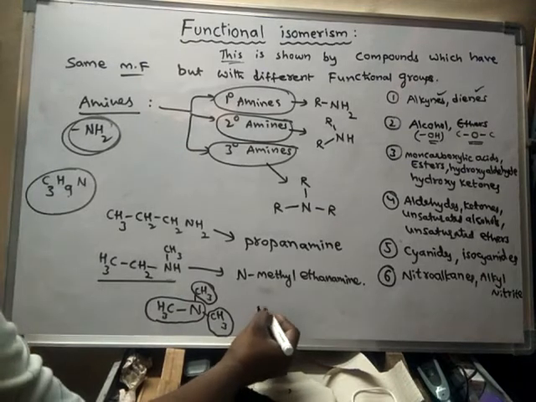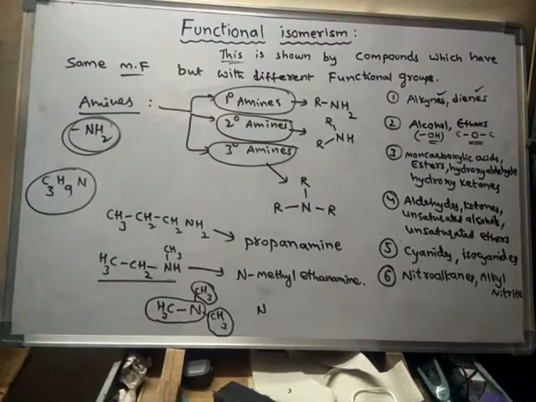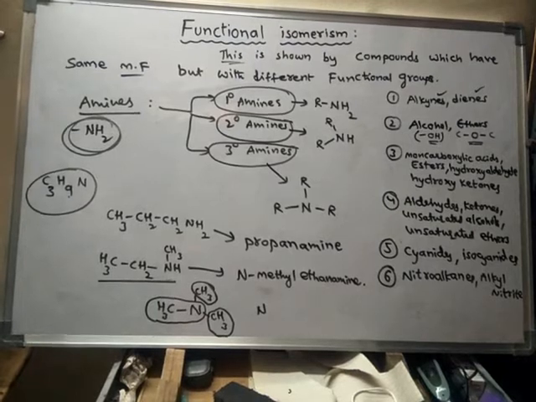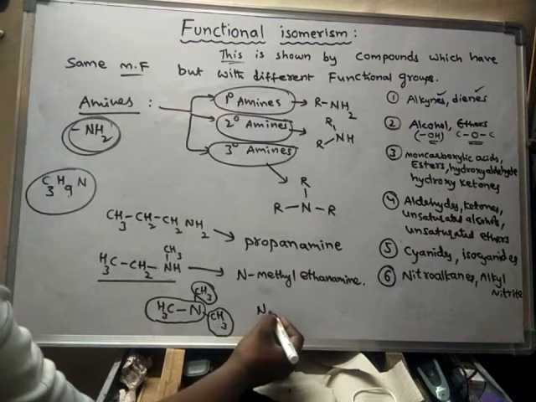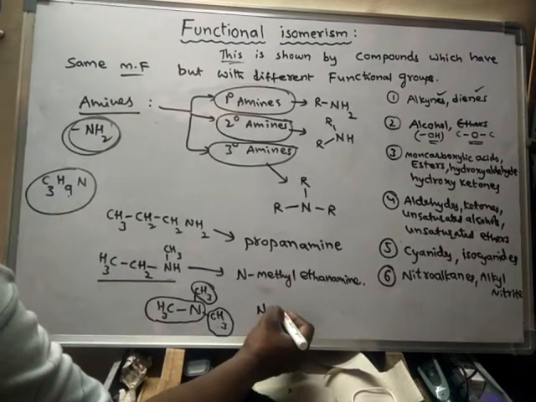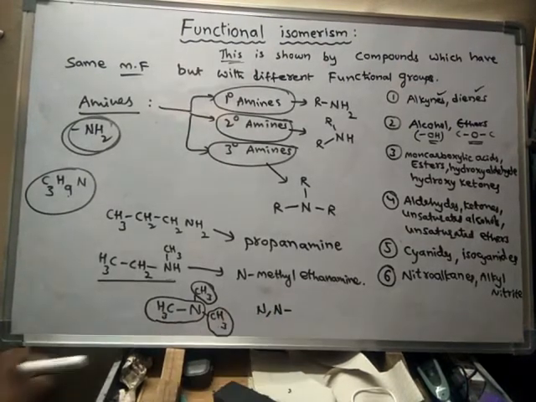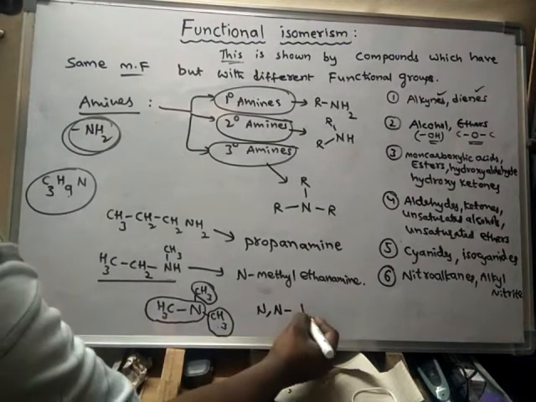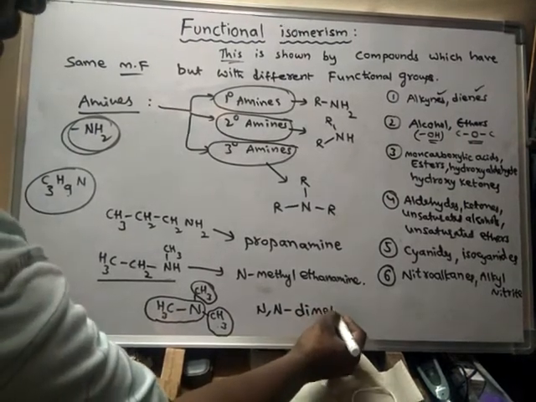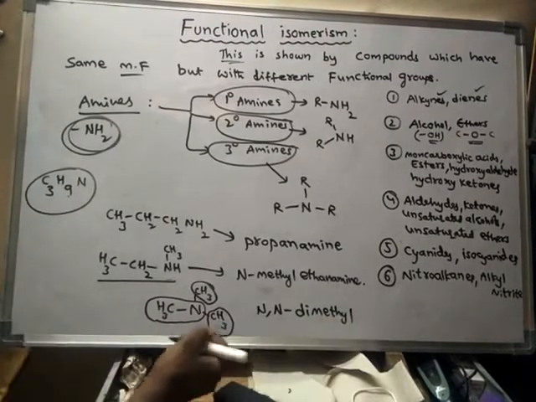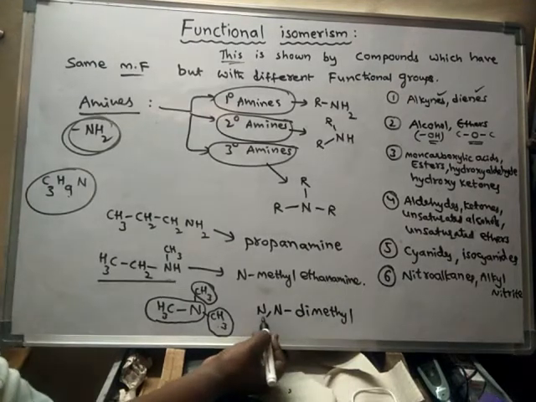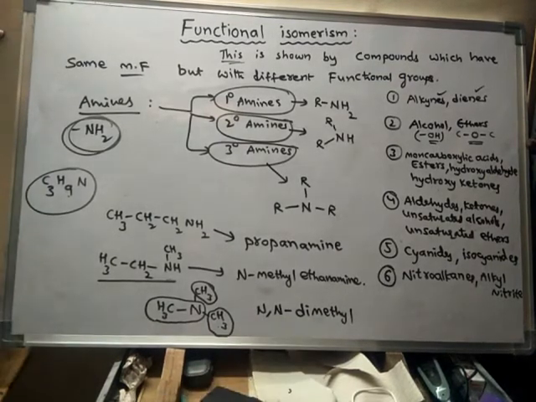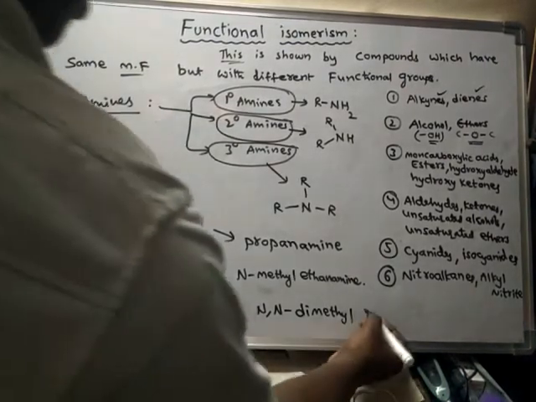Hence, the substituent methyl groups are present on nitrogen, so we have to write N,N-dimethyl. Two methyl groups: one methyl group is present on N, and the other methyl group is also present on N. Hence, N,N-dimethyl methanamine.